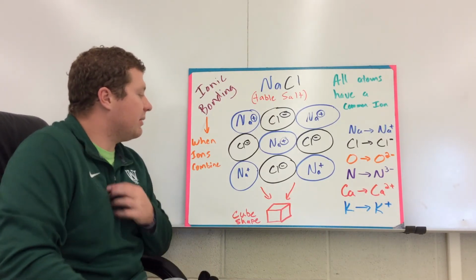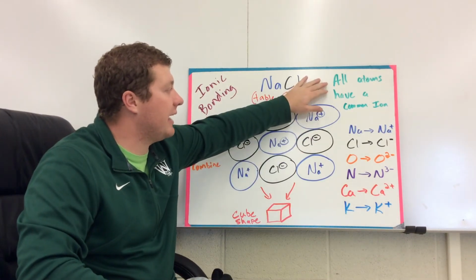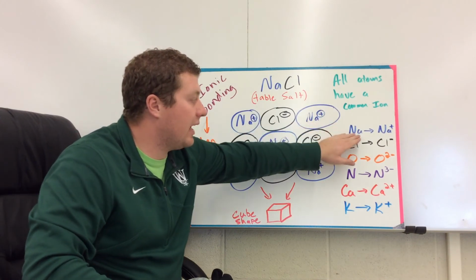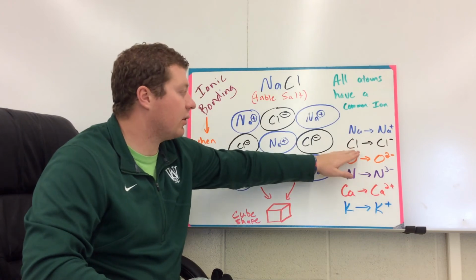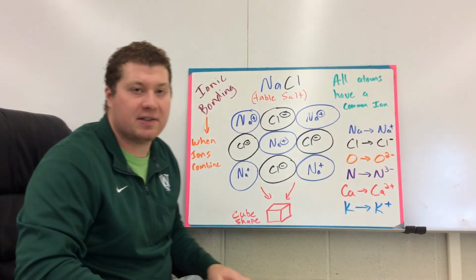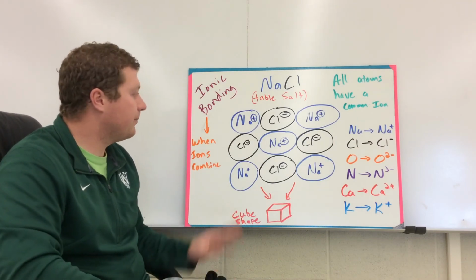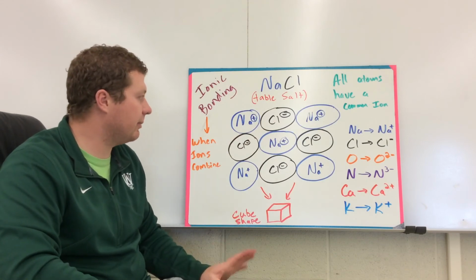So in table salt, it's first to talk about all atoms have a common ion. So for example, sodium, the atom, will commonly change into sodium plus ion. Chlorine, which is Cl, will commonly change into Cl minus the ion. And so when these things start to stick together, what typically forms is something that looks like this. We call it a lattice structure, not too important.